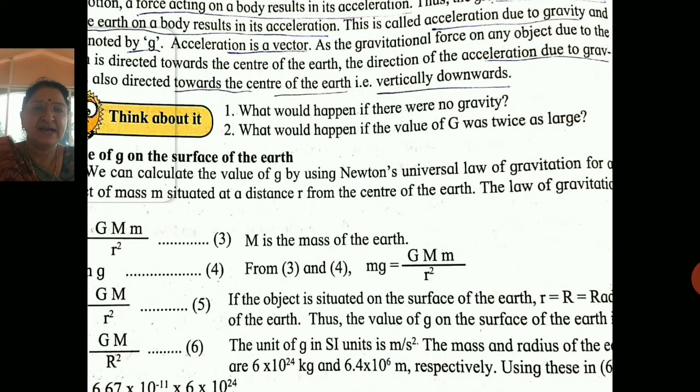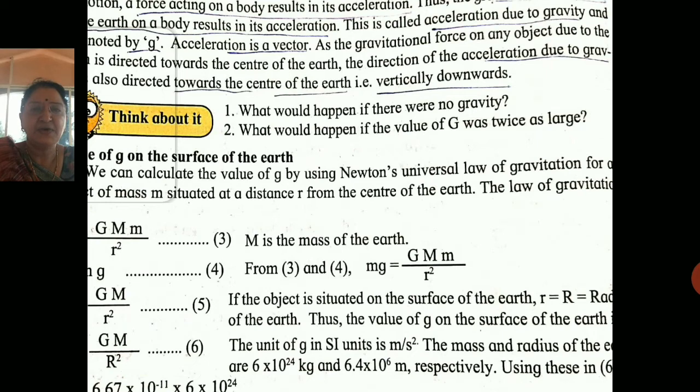Now small m gets cancelled, and so small g, that is gravitational acceleration, is equal to GM upon r square. That is the gravitational acceleration; it depends on the distance of the object from the center of earth. If the object is on the surface of earth, then the distance of that object from the center of earth is equal to the radius of earth.